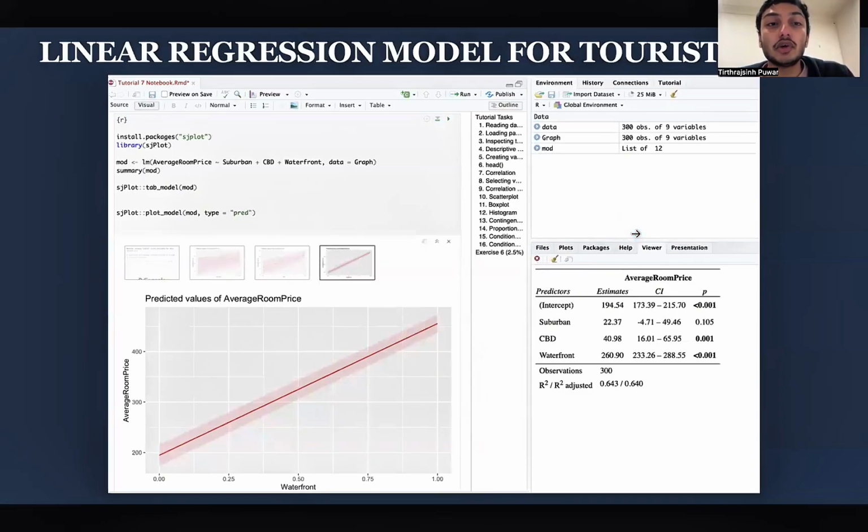Next, we isolated tourism alone with airport as a reference category. It returned an adjusted R-square of 0.640, meaning that tourism alone explains 64% of the variance. Waterfront hotels here command around $261 above airport hotels, significant at less than 0.001. CBD sits around $41 above, also significant, while suburban returned a p-value of 0.105. So we cannot confidently conclude that this differs from airport hotels.